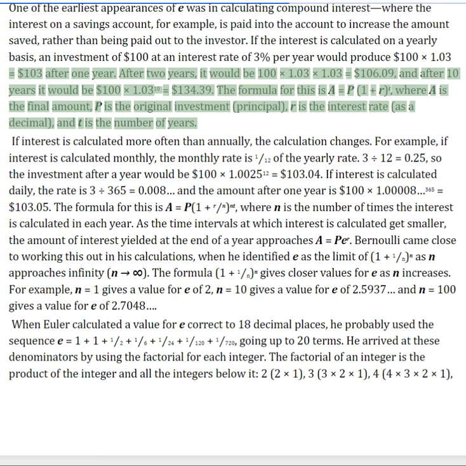After 2 years, it would be $103 × 1.03 equals $106.09, and after 10 years it would be $100 × 1.03^10 equals $134.39. The formula for this is A equals P(1 + R)^T, where A is the final amount, P is the original investment, R is the interest rate, and T is the number of years.